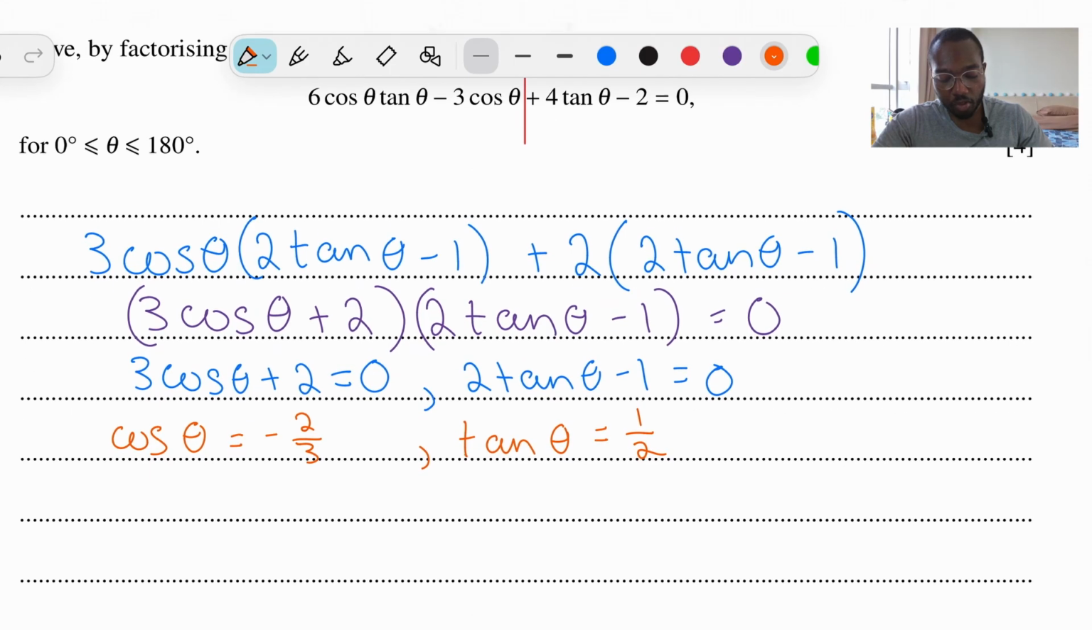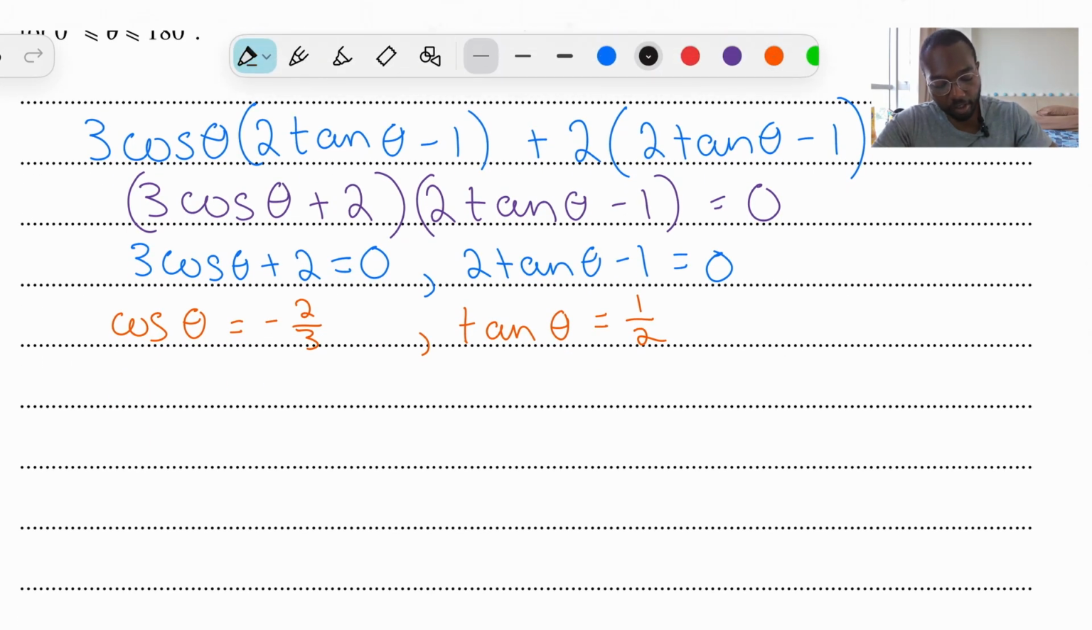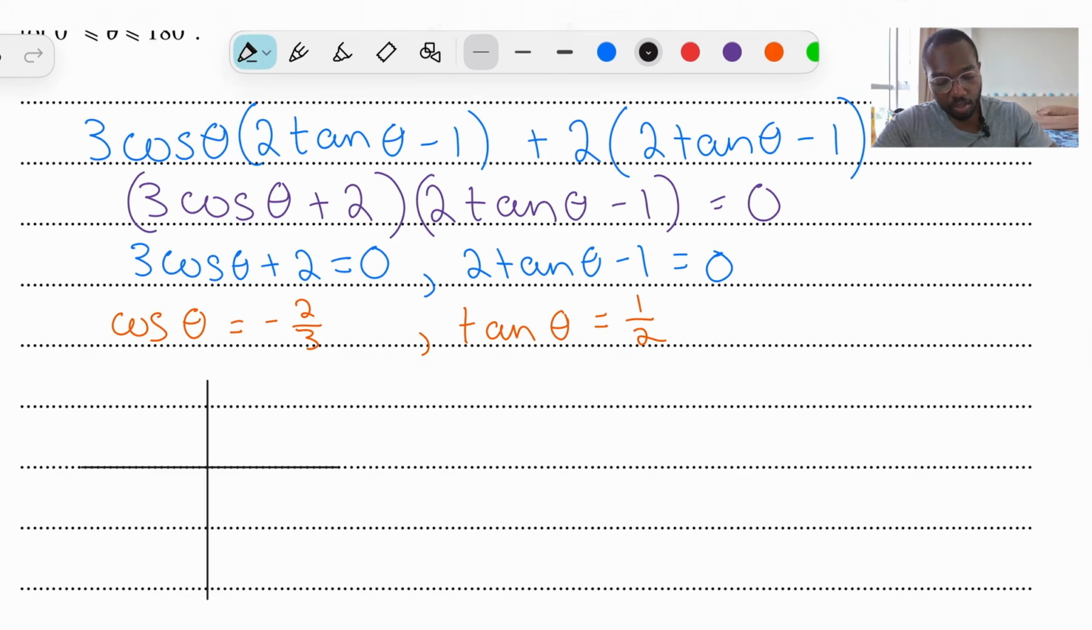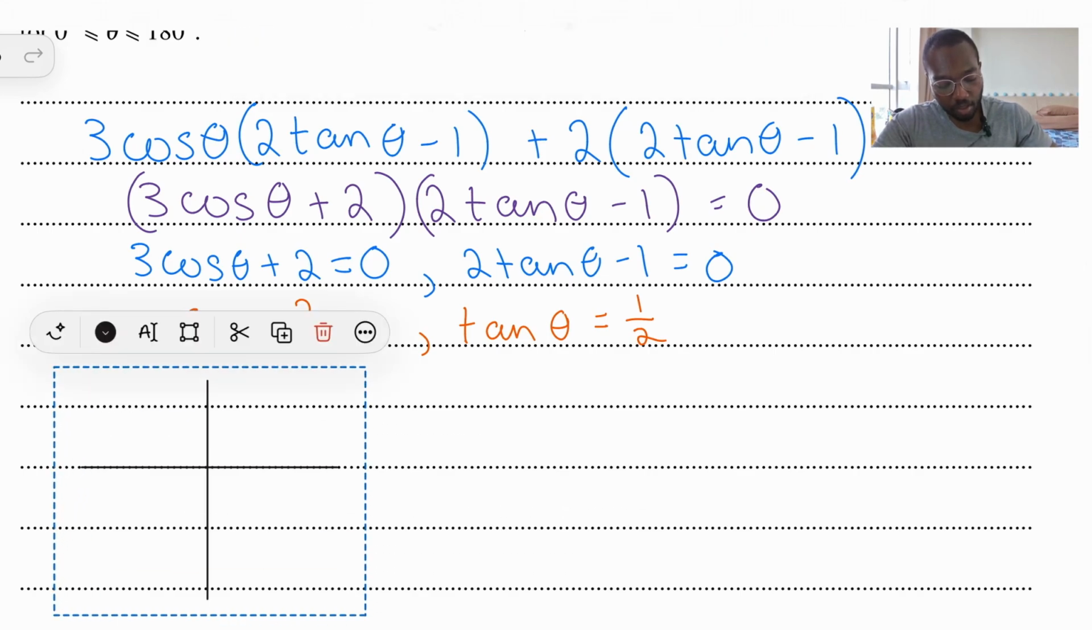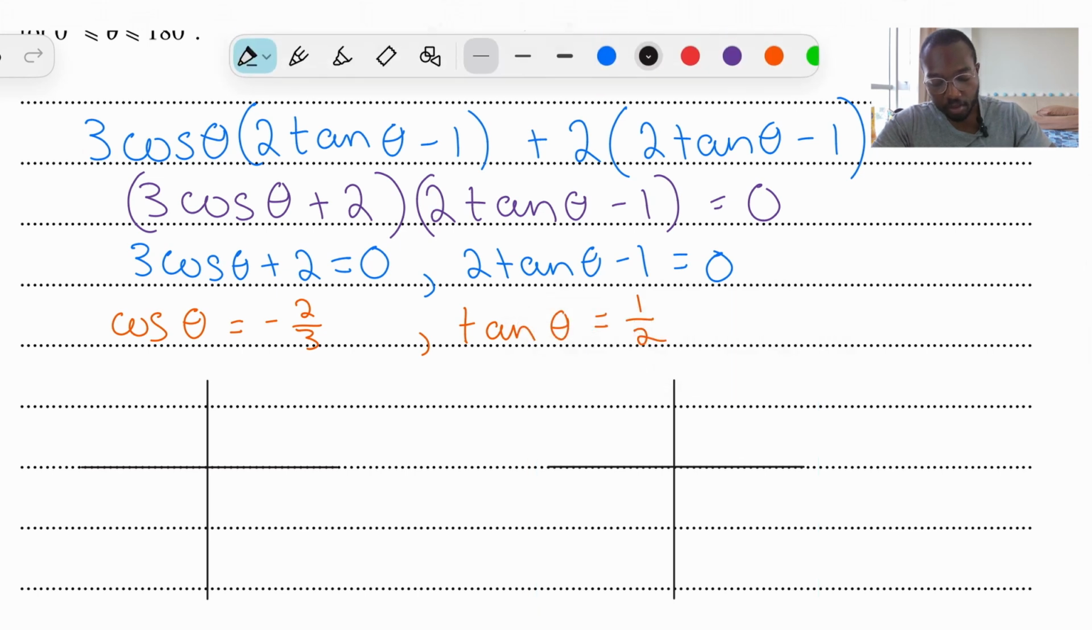And now if we draw 2 CAST diagrams, okay, so I'm going to draw 2 CAST diagrams, one for the cos theta and then one for the tan theta. So if I do that here, so that's the first one. Okay, and then let me just copy this for our second one. So this will be the tan theta. Okay, and then all stations towards Croydon.